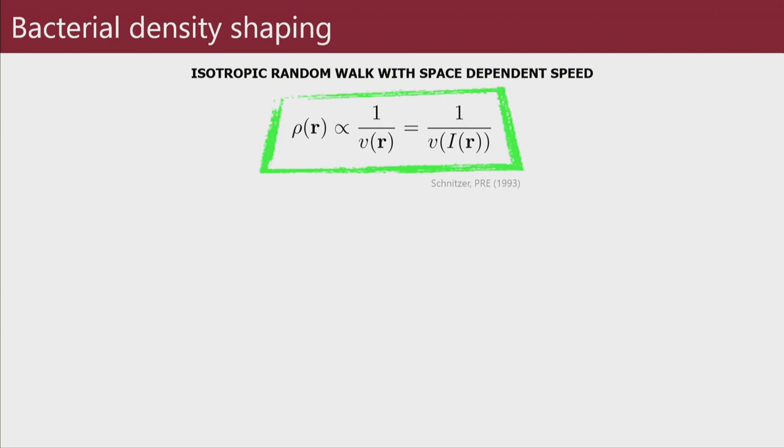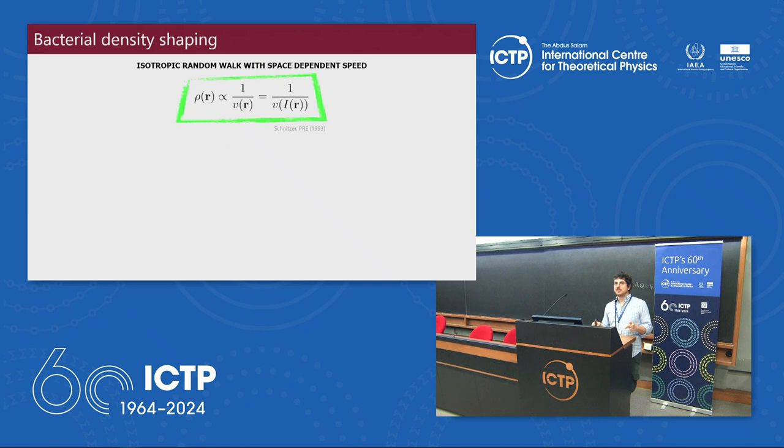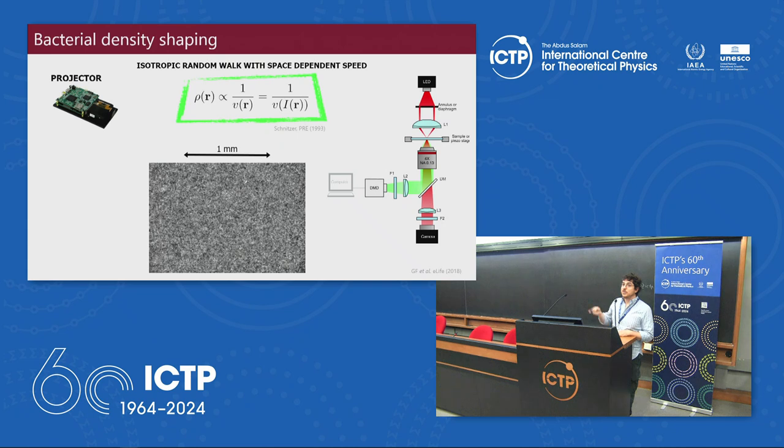What can we do with this kind of bacteria, particles whose speed can be controlled with light? We know from theory that if we have an isotropic random walk with space-dependent speed, the density of a suspension of particles with this kind of random walk is distributed inversely proportional to the local speed. And since we can control the speed locally using light, thanks to a projector that we can couple to our microscope, we can also control spatially the density of our bacteria.